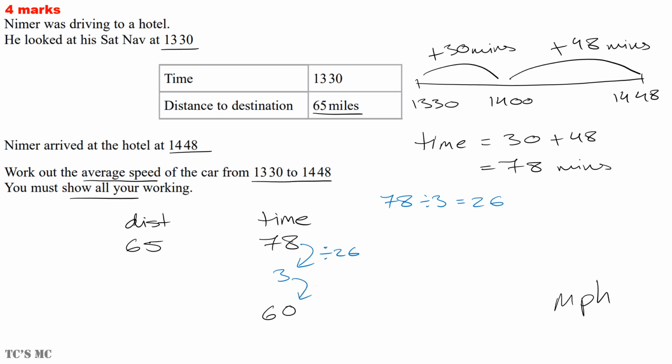3 multiplied by 20 gives me 60. Now I have my second mark. I'm going to do the same on the other side. I'm going to divide by 26. That gets me 2.5. And I'm going to multiply by 20. I now have a third mark. That gets me 50. For writing 50 miles per hour, I have my fourth mark.